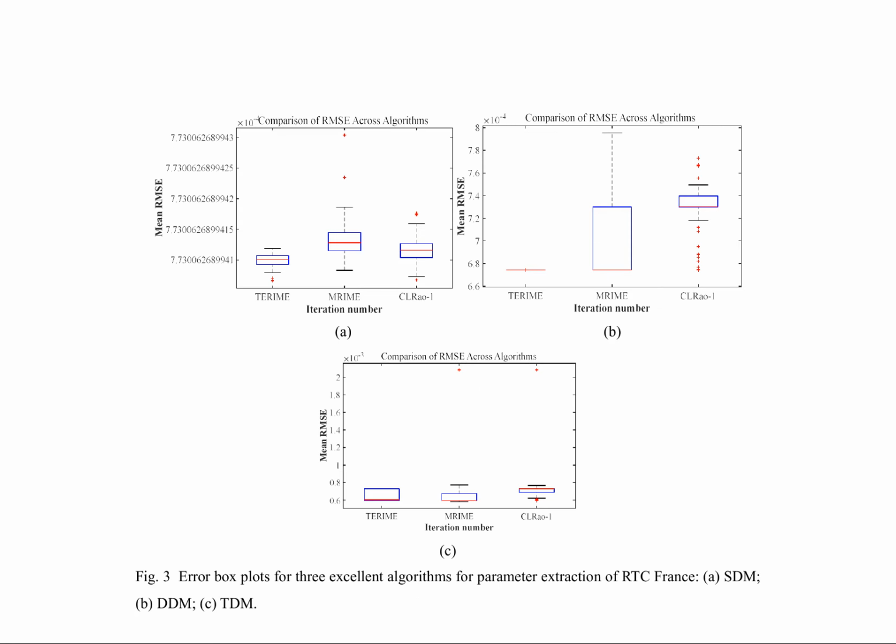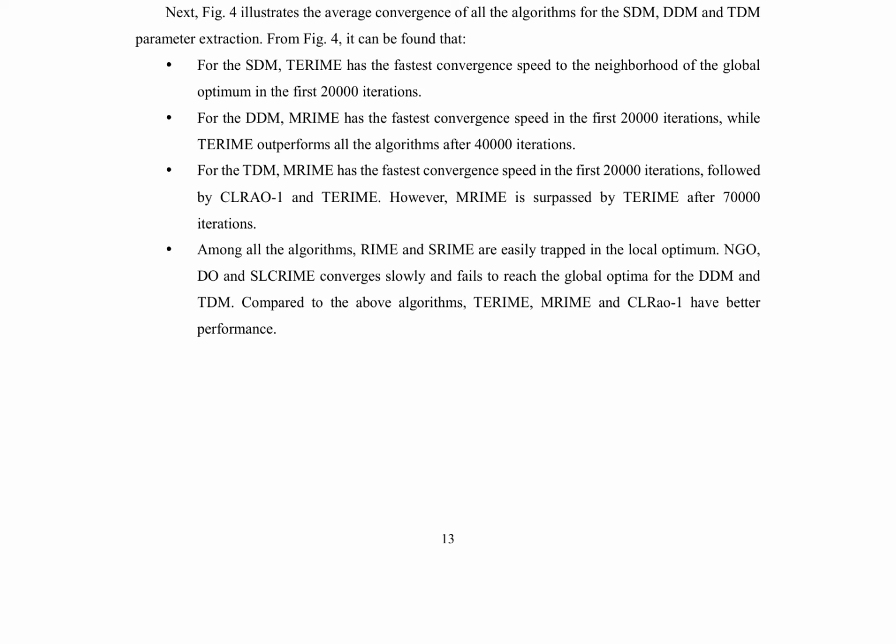Error box plots and average convergence of three algorithms for parameter extraction, namely SDM, DDM, and TDM, are presented. Figure 3 displays error box plots, illustrating the performance of these algorithms. Average convergence, as shown in Figure 4, reveals that TERIME exhibits the fastest initial convergence for SDM, while MRIME outperforms initially for DDM and TDM. However, TERIME surpasses all other algorithms after a certain number of iterations, underscoring its significance.